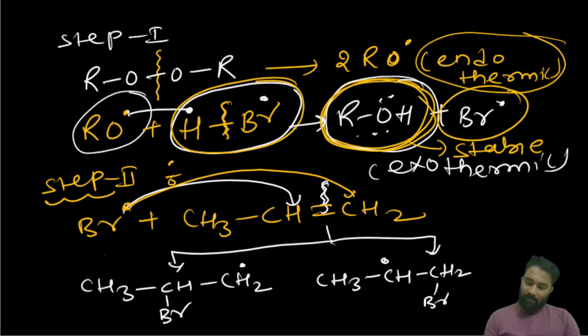Now among the 1 and among the 2, which is the more major radical? Among the 1 and 2, which is the major radical that will form?